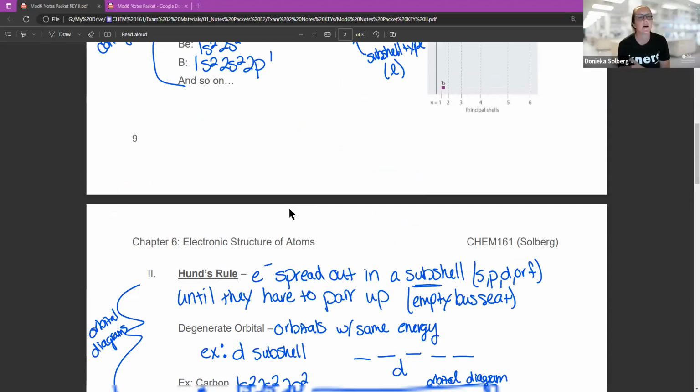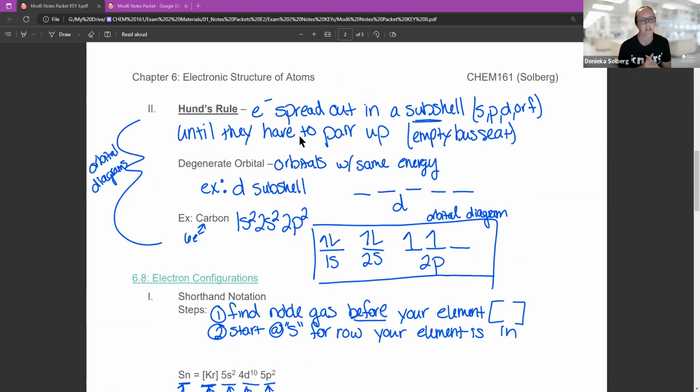Okay, so another rule that we have to abide by when we're doing this whole electron configuration thing is Hund's rule. And Hund's rule is that electrons like to spread out within a subshell. So if I'm talking about the p subshell, which has 3 orbitals, the electrons like to spread out before they pair up. So we call that the empty bus seat rule, because if you think about it, if you were to get on an empty bus and there's 1 person in a seat, you are not going to sit right next to that 1 person. You are going to sit in your own seat. You're only going to pair up once there is a person in every single seat.